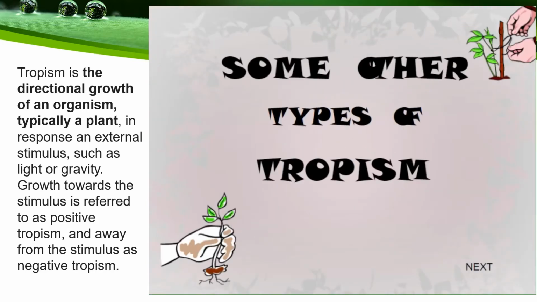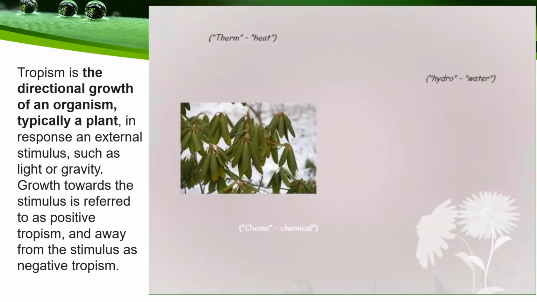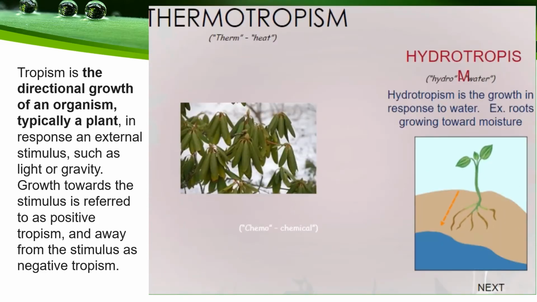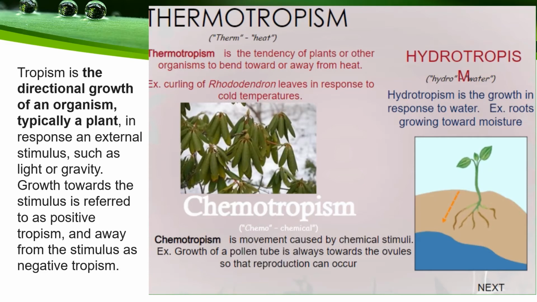Meron pang iba mga example ng tropism. So, at ito ay yung hydrotropism or ito yung response ng growth towards the water. So, kagaya niya, nag-grow dito yung roots towards the source of moisture. And then another is yung tinatawag na thermotropism. Ito naman yung tendency ng plant na mag-bend away or towards the source of heat. Kagaya nitong nasa example natin, rhododendron leaves bending or curling in response to cold temperatures.